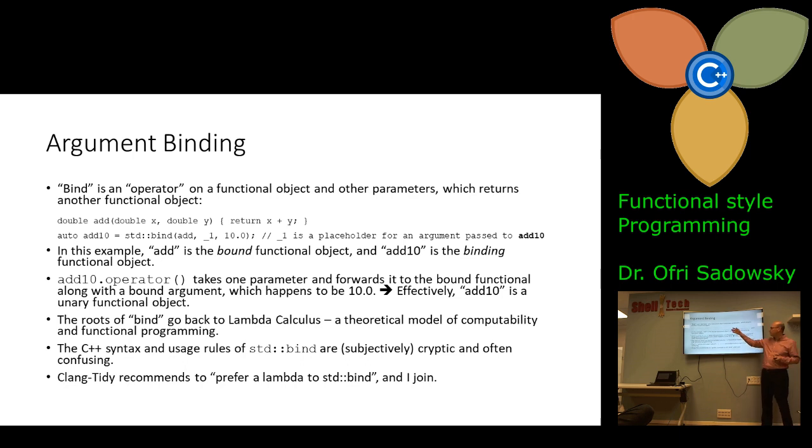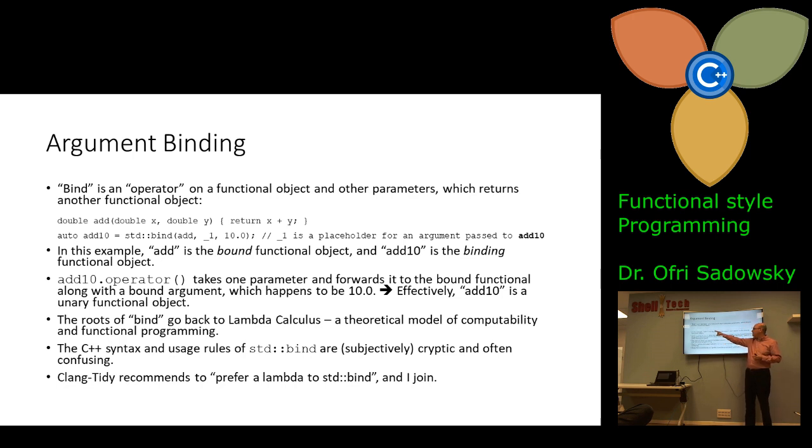It takes a functional as an object. This is our functional here. And it returns another functional, which is this. This object is a functional object. And the syntax here is something like, this is the add function that we know from before. Underscore one is sort of a placeholder that, when add10 is called, is substituted by the argument that is passed to add10.